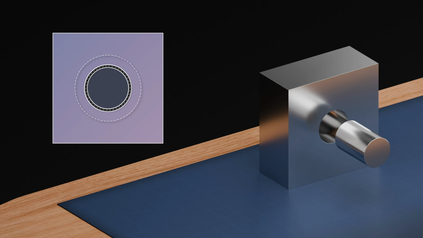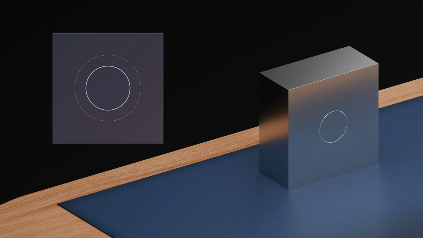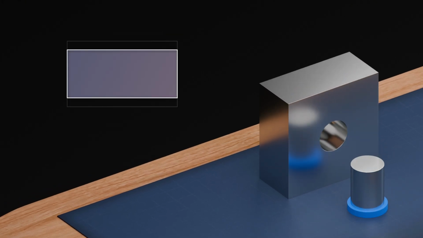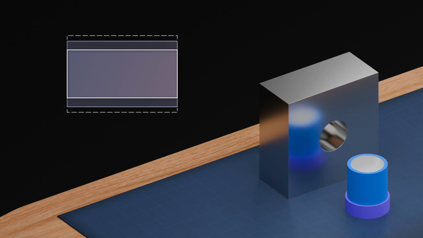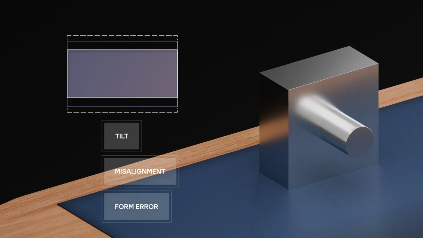The MMC concept is widely used to guarantee assembly, even when the features of size are at their maximum material condition. The parts are produced at the extreme ends of their tolerances. By applying geometric tolerances at MMC, we gain an important advantage, which is the bonus tolerance. This gives more flexibility in manufacturing. It helps accommodate real-world variations such as tilt, misalignment, and form error. Because of this, MMC is most commonly used in clearance fit applications, where ensuring assembly is critical.